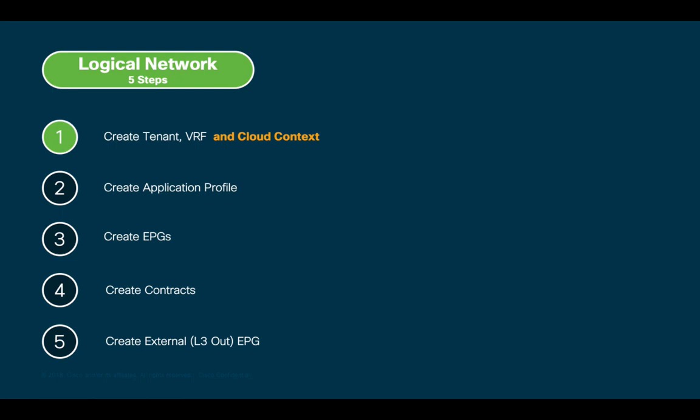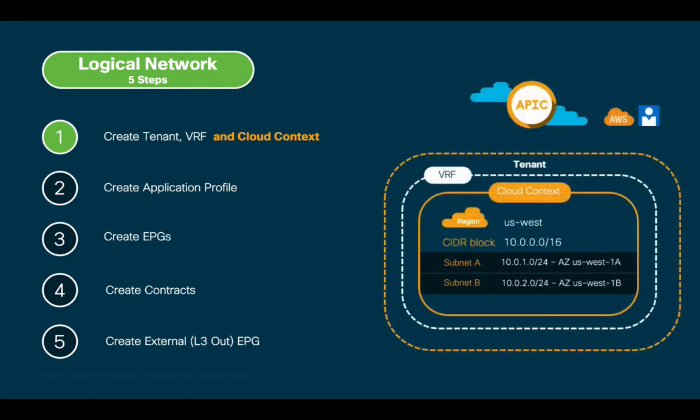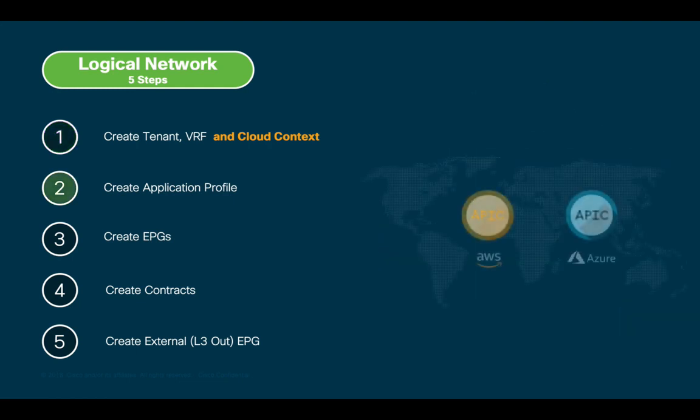As you can see, creating the cloud context and linking it to your VRF is a critical and powerful additional step, since it contains the region, CIDR block, subnet, and connectivity model you want to use. However, its configuration is very simple, as you will see in the next chapters. Once we're done with the tenant, we have to create an application profile just as we are used to, and then we create EPGs and contracts.